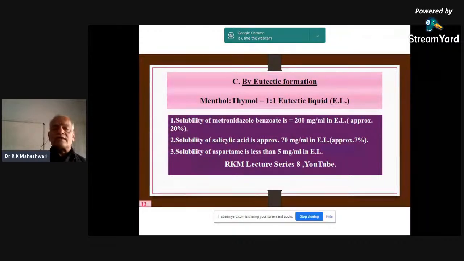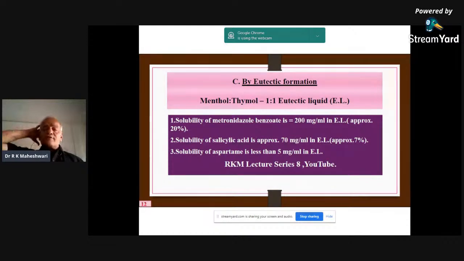Number 3, now you see the solubility of aspartame is less than 5 milligram per ml in this eutectic liquid. Here we are seeing very poor solubility of aspartame in the eutectic liquid. So we may say that for aspartame this eutectic liquid is a poor solvent, and for salicylic acid and metronidazole it is a good solvent. So this eutectic liquid is a good solvent for some and bad for others. We will see the detail of this in further slides. In the RKM lecture series 8 on YouTube there is about a 14-15 minute video, and you will see the detail in this also.